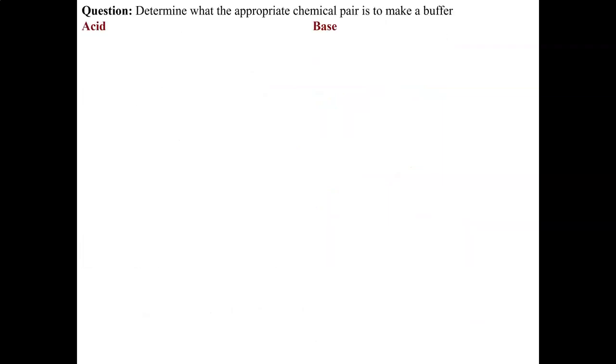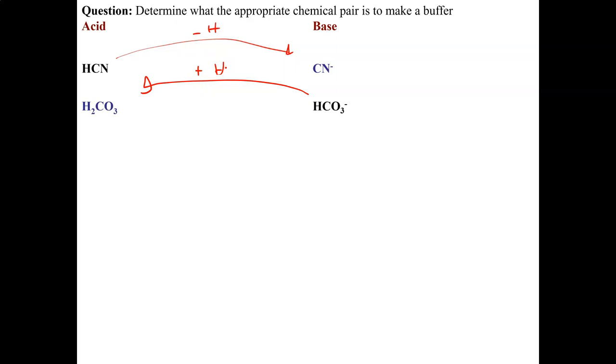All right, determine what the appropriate chemical pair is to make a buffer. To do a buffer, all you have to do for this is a weak acid, because it's H in the beginning. If it has H in the beginning, it's a weak acid. So the conjugate is just going to be 1 less H, CN minus. If I have HCO3, what's going to be the acid for it? If that's the base, we'll just add 1 more H. To go from here to here, subtract an H. To go from here to here, add an H. Real simple. That's H2CO3.